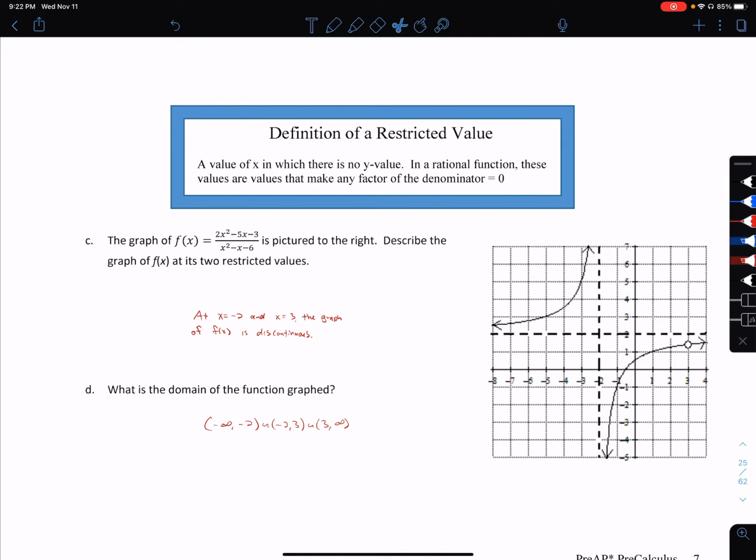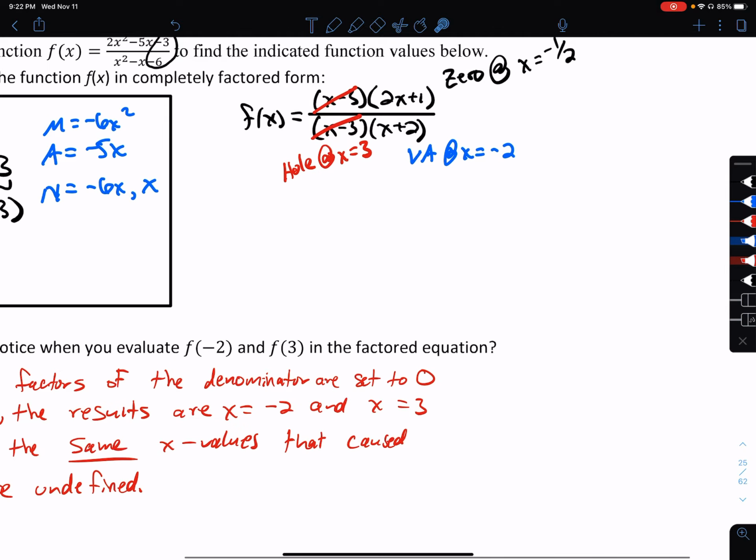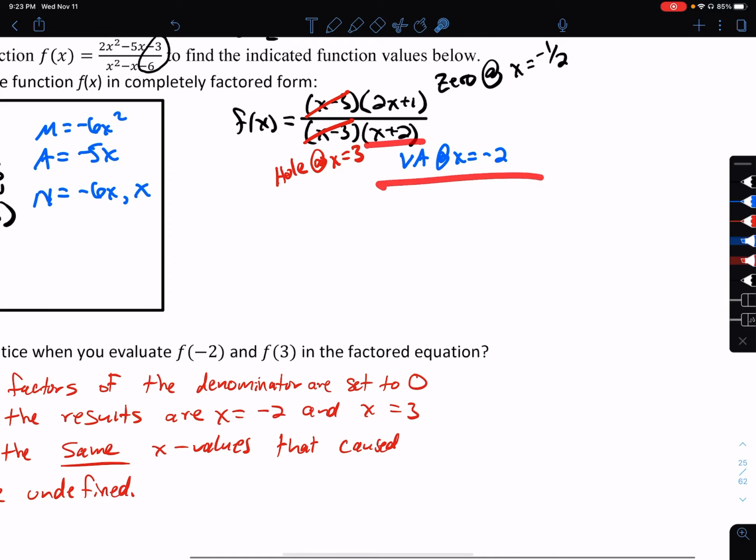Definition of a restricted value. The value of x is the definition of a restricted value. It's a value of x in which there is no y value. And a rational function, to remind you what rational means, it means something written as a ratio, that means a fraction. And for a rational function, these are values that make any factor in the denominator equal to 0. And as we saw up here, there are 2 types of factors you can have in the denominator. Things that make holes and things that make vertical asymptotes. If the factor cancels, it's a hole. If the denominator factor doesn't cancel, it's a vertical asymptote.